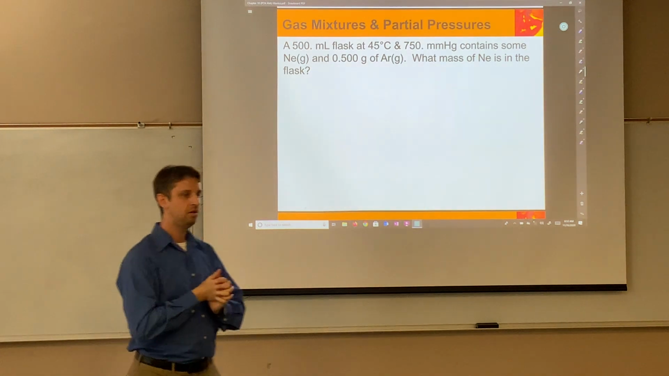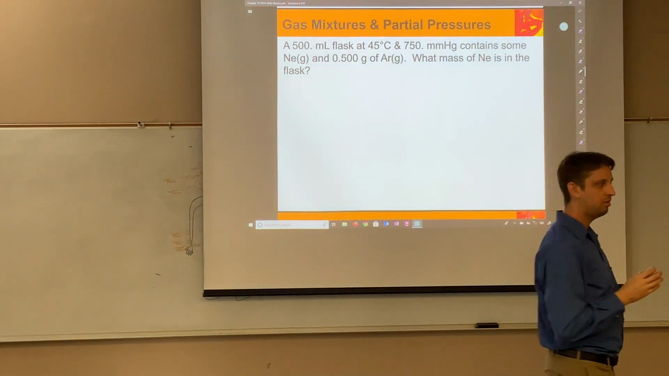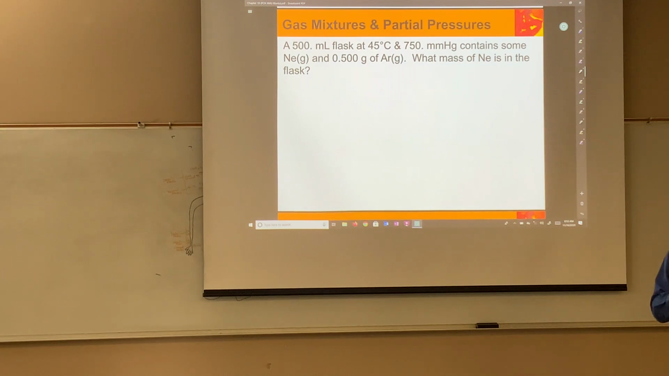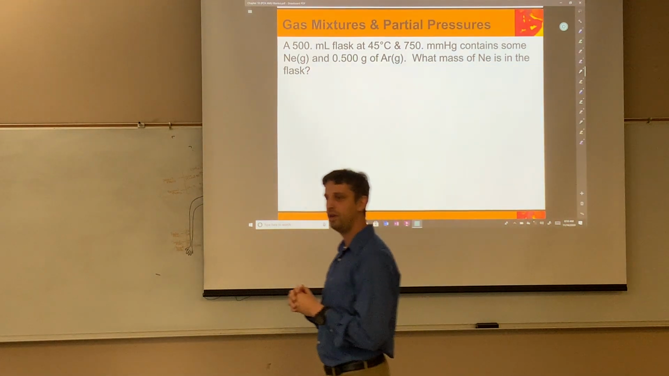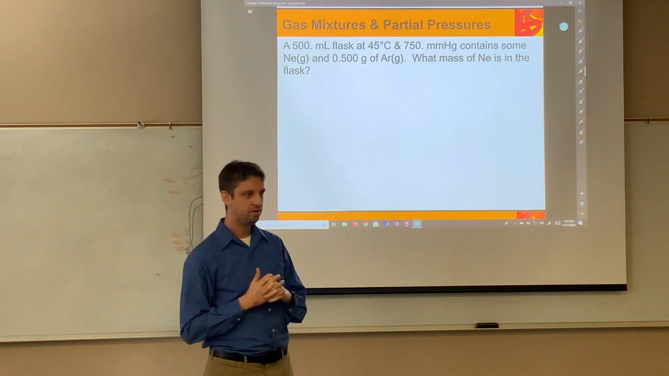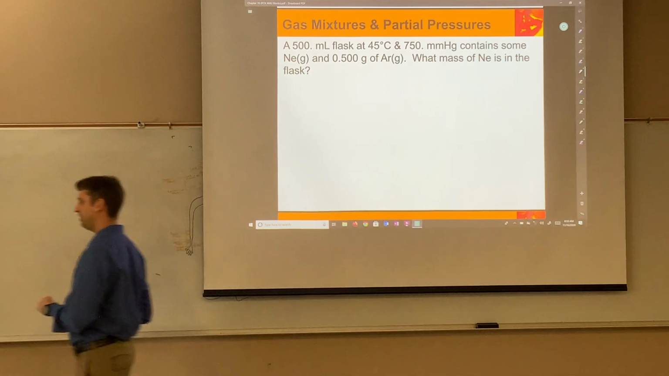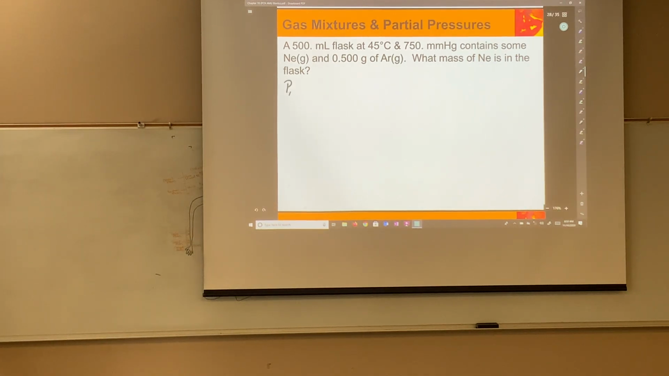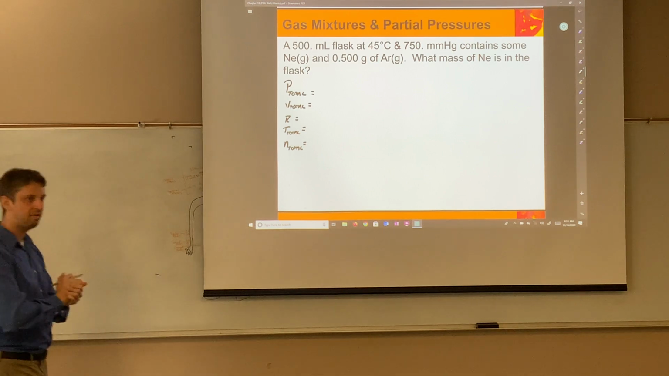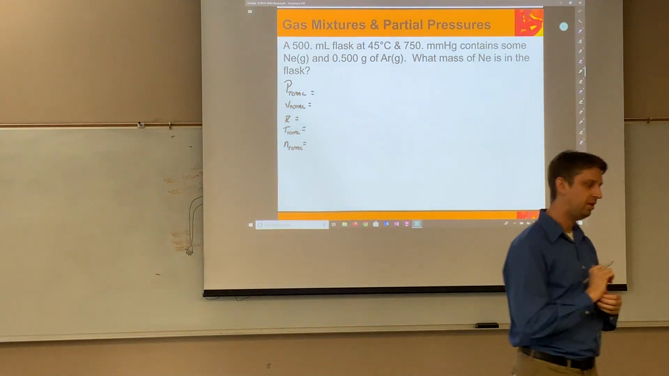We have information about the total. We have the pressure of the total, P total. We have the total volume, V total, and the total temperature. And we have information about the total moles. R we always have, and we can get N total out of this. How do we have N total? Because PV equals nRT.